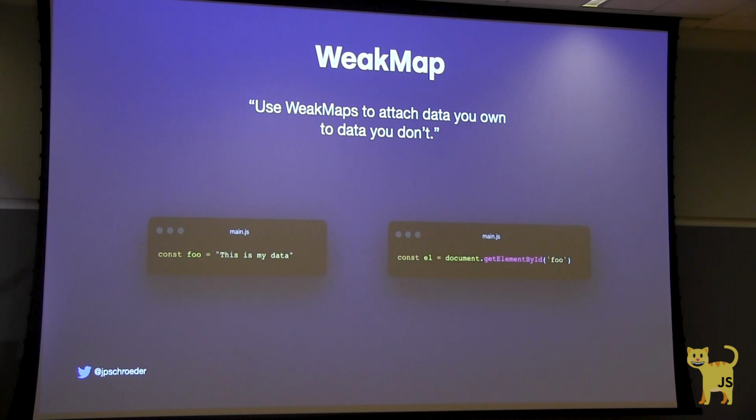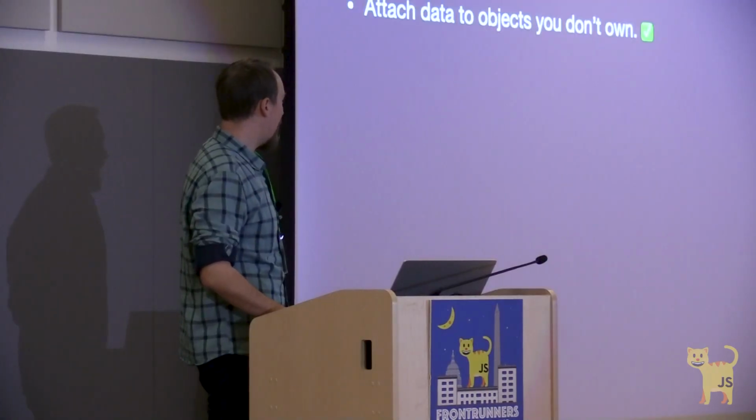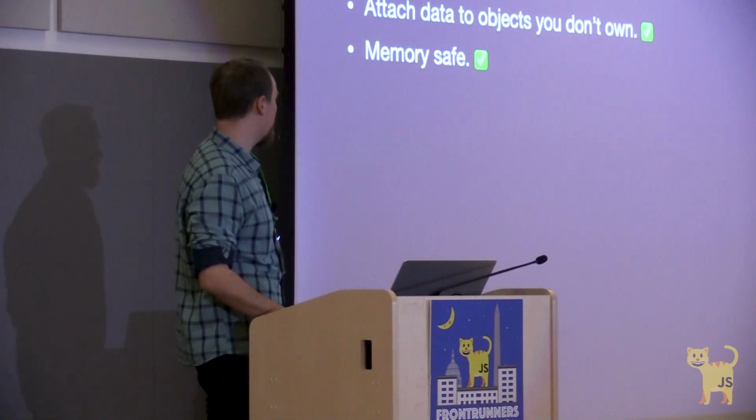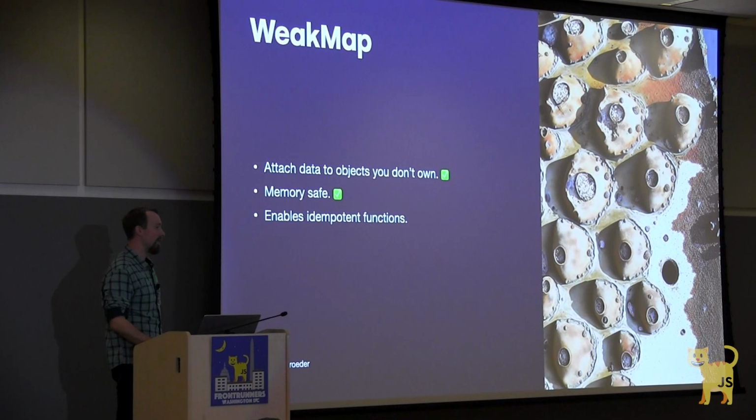Okay? And so in that case, if I want to attach information to that DOM element, there's a bunch of hacky ways I can do that. I can put some attributes on it, or I can do something like that. But this is a far, far better way that doesn't lead to any memory leaks. So attach data to objects you don't own. It's memory safe. And a key takeaway here is that it enables idempotent functions.